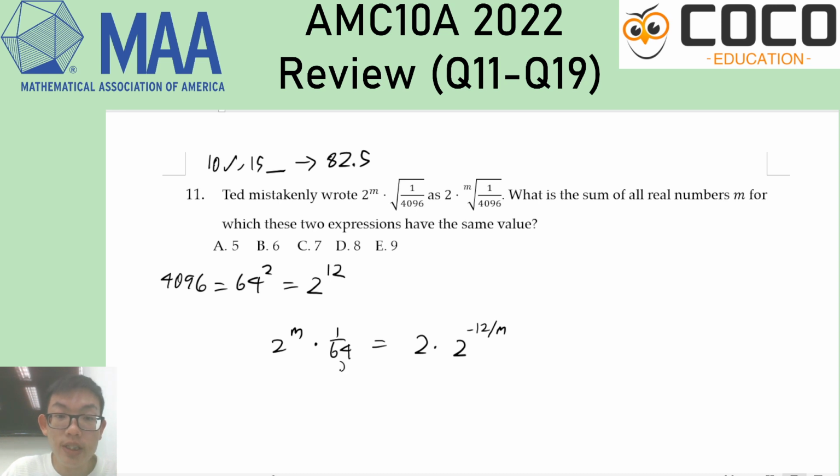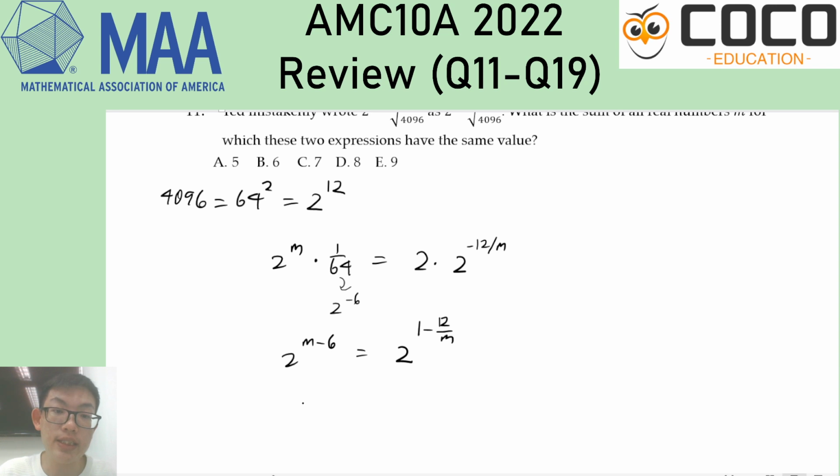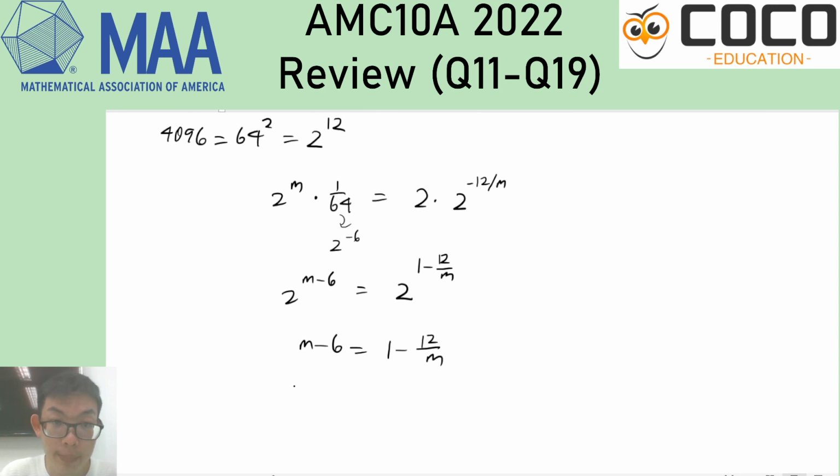is going to be equal to 2 times 2 to the power of negative 12 over m. 1 over 64 is 2 to the negative 6. So really I have 2 to the m minus 6 equals 2 to the 1 minus 12 over m, which means that I can just equate these two exponents and get a quadratic after I multiply through by m.